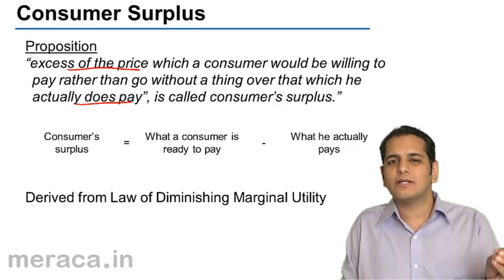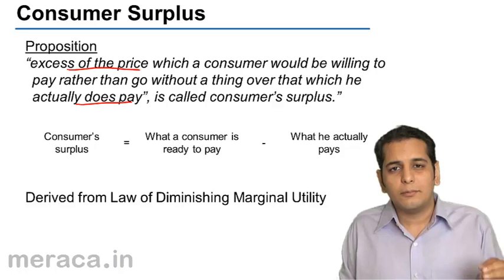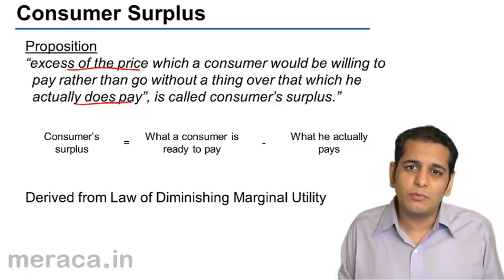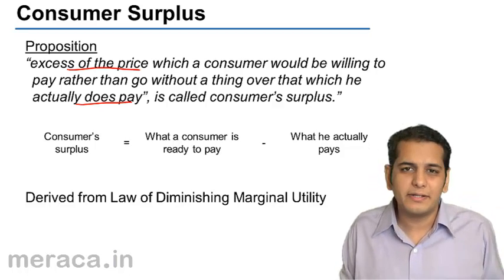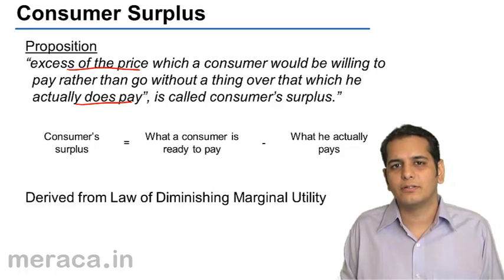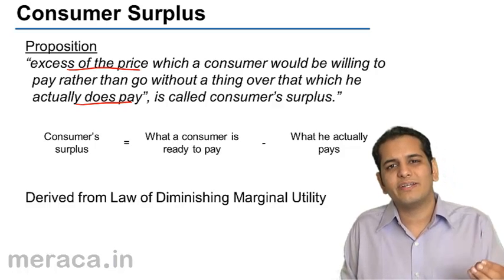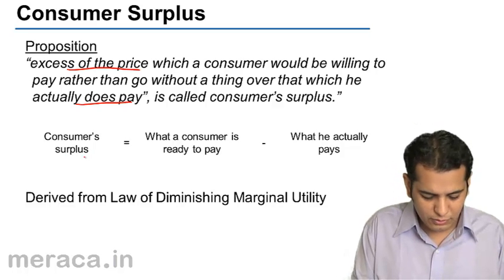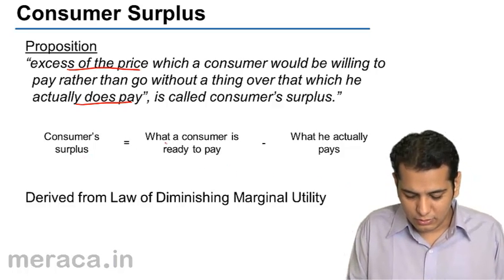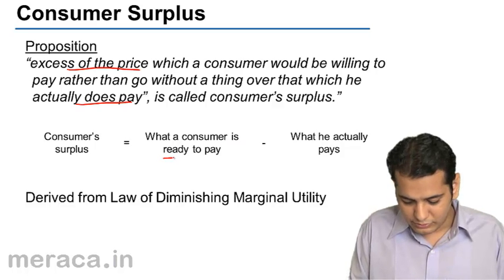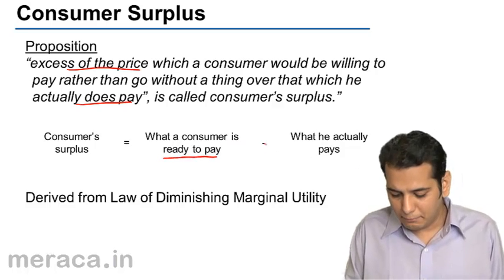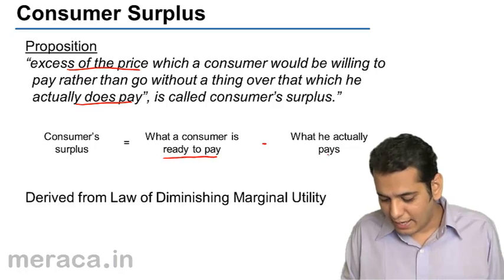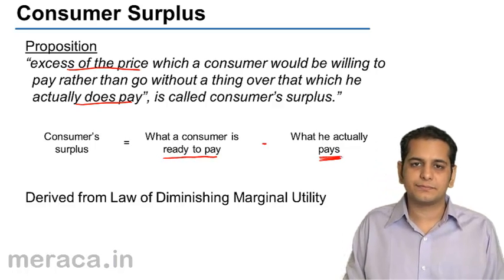Consumer surplus is nothing but the price that a consumer is willing or ready to pay for a commodity minus what he actually pays for it. So, in short, consumer surplus can be summed up as what a consumer is ready to pay minus what he actually pays.